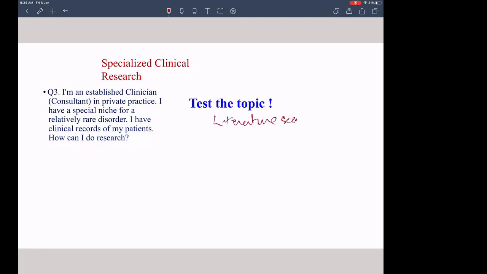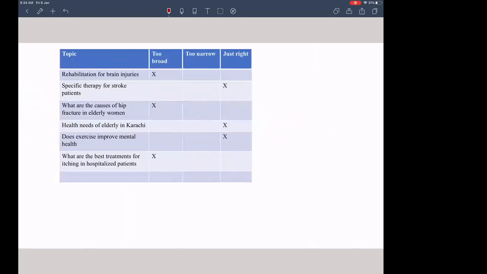Right? And you then need to test that topic, that is, is it really worth going for it, or can it be looked into as something else? So here is the topic. Rehabilitation for brain injuries. It looks too broad or too narrow or just right. Maybe you can make a decision. My decision is too broad. You can decide, because you may be more knowledgeable.